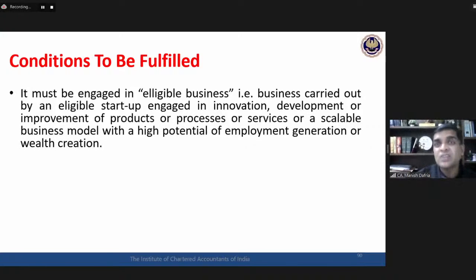Should be engaged in some innovative kind of ideas, innovation, development, or improvement of the products, business model with a high potential of employment generation and wealth creation. Some generalized criteria they have given. It should not be a routine, a traditional trading kind of business. It should have something new economy, new age kind of business, something like Flipkart or Ola, Uber kind of business must be there. So innovative idea must be there, high potential of employment generation, high potential of wealth creation should be there.